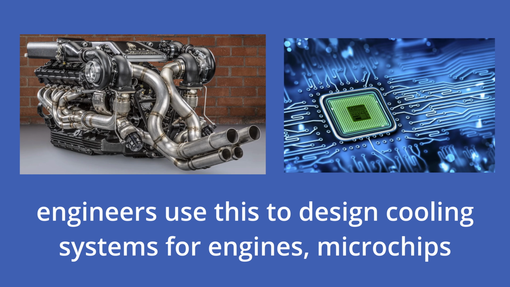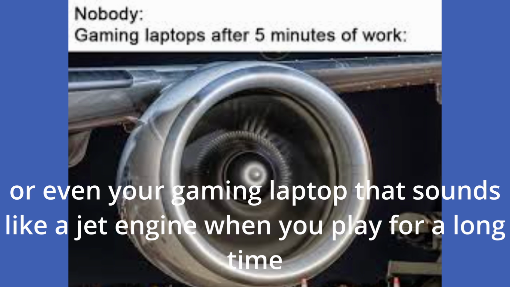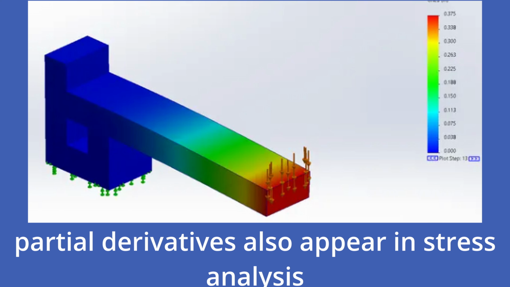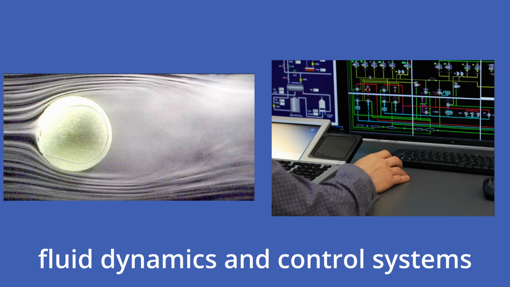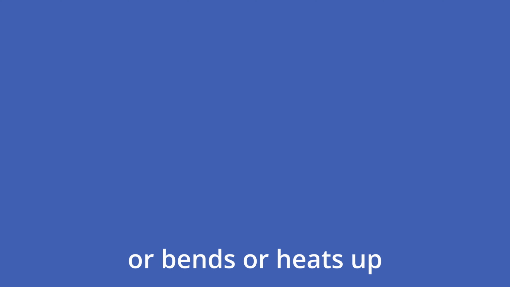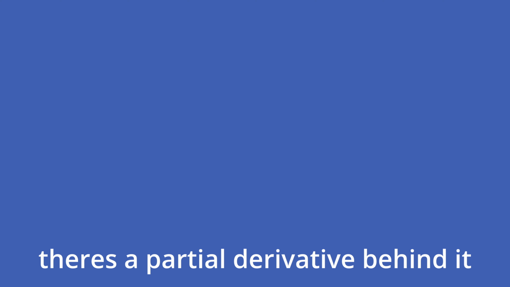Engineers use this to design cooling systems for engines, microchips, or even your gaming laptop that sounds like a jet engine when you play for a long time. Partial derivatives also appear in stress analysis, fluid dynamics, and control systems. Basically, if it moves or bends or heats up, there's a partial derivative behind it.